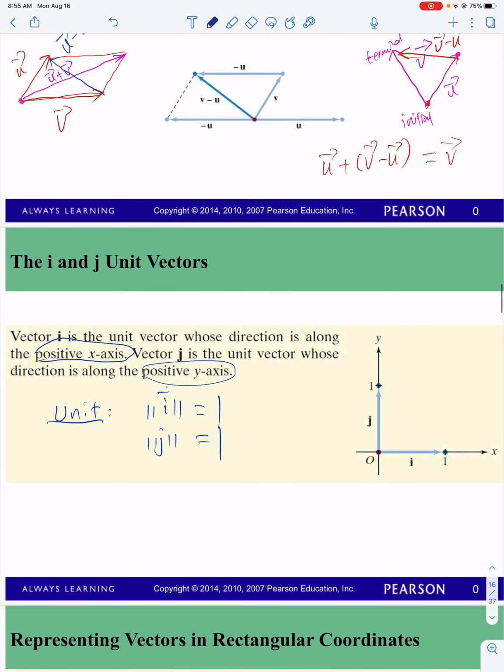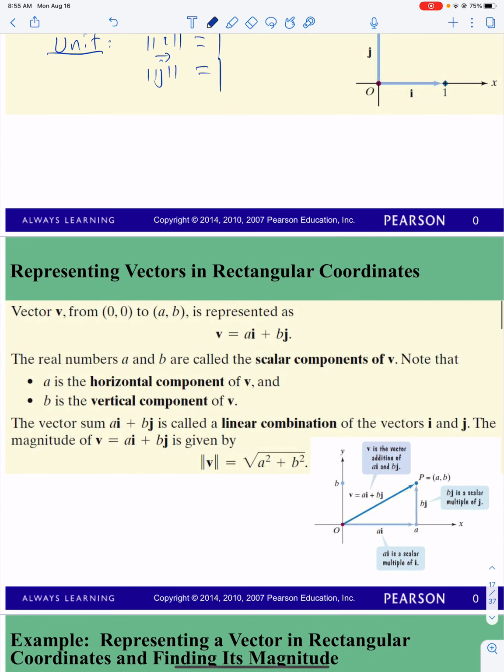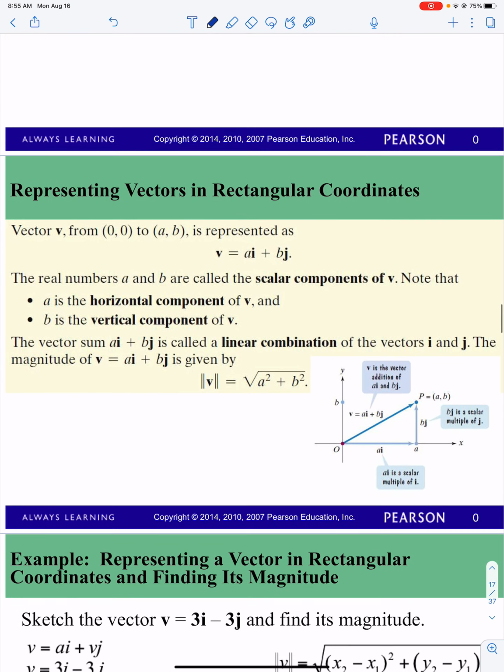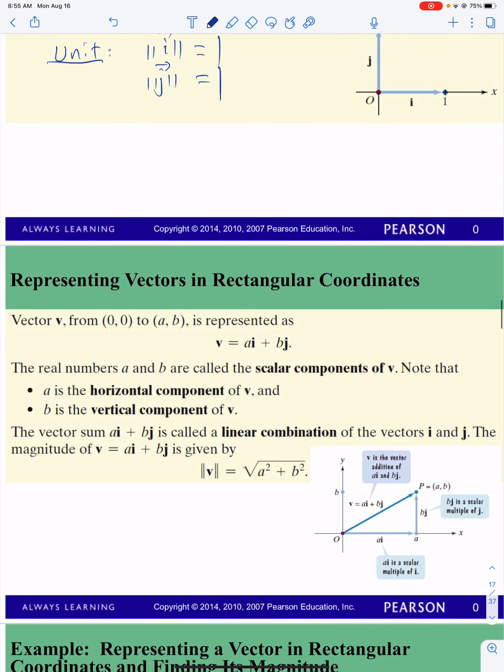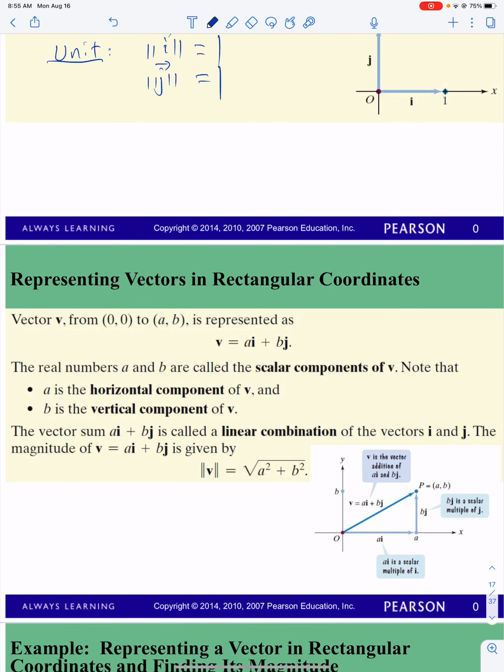Okay. Because we are writing, not printing, we better use the arrow sign. Then we want to use another way to represent vectors, which is to represent vectors in rectangular coordinates. So v equals ai plus bj.